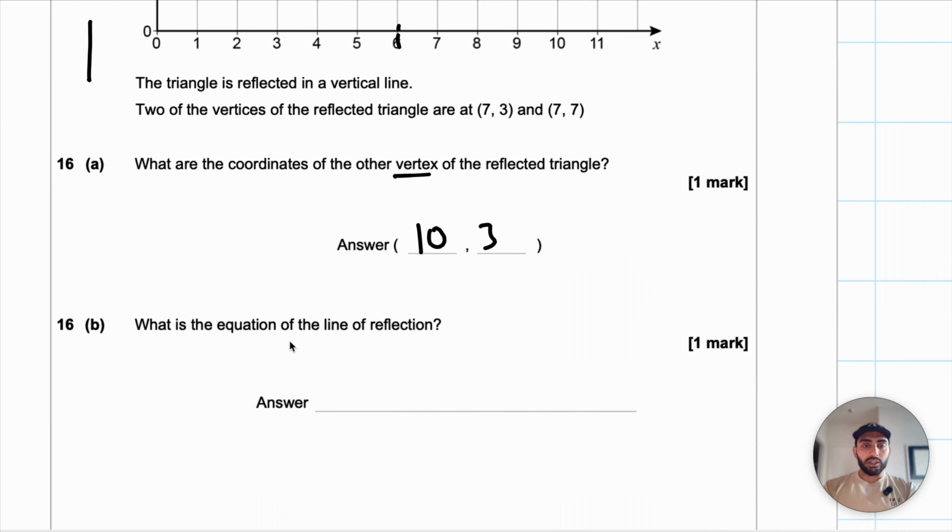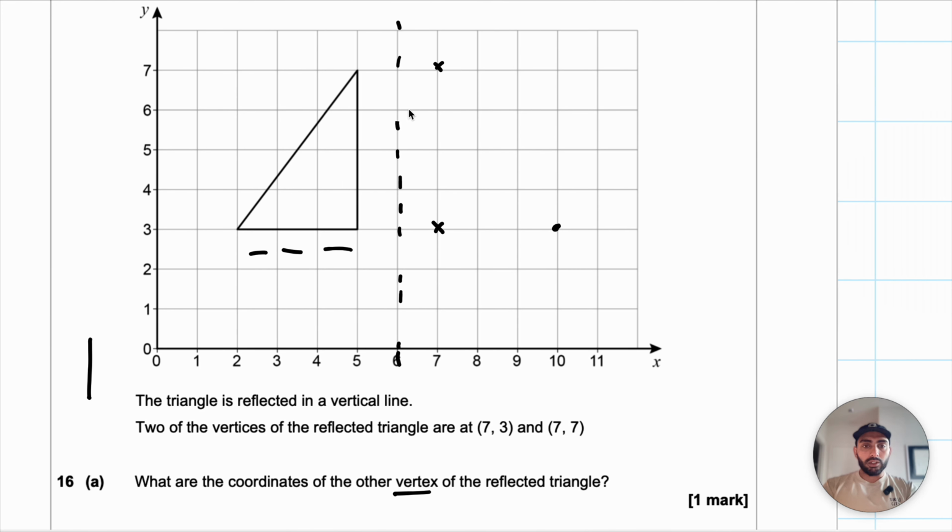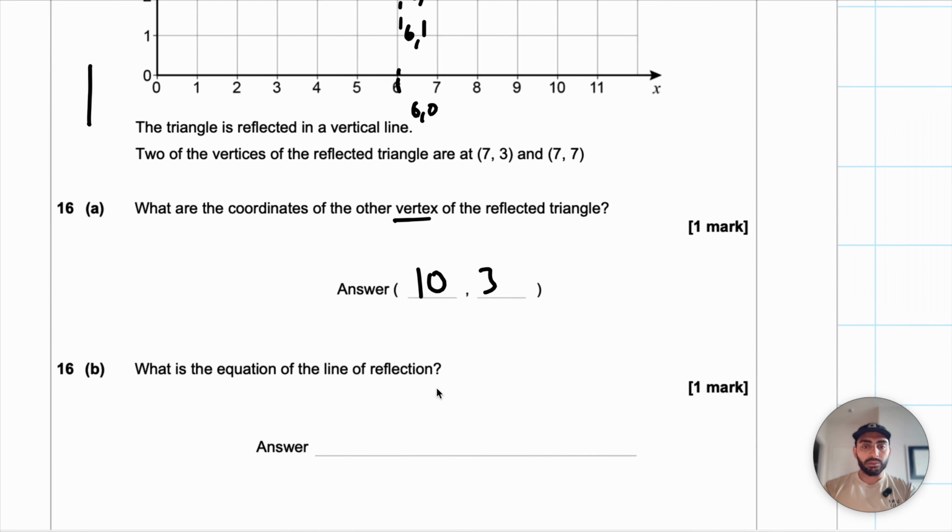Part B, what is the equation of the line of reflection? If I take a look at this, I've already drawn it on, it's where x is equal to 6. If I take a look at all of these coordinates, for example, this first one, it's at 6, 0. The second one is at 6, 1, 6, 2. So the x coordinate is always the same. So x is equal to 6.